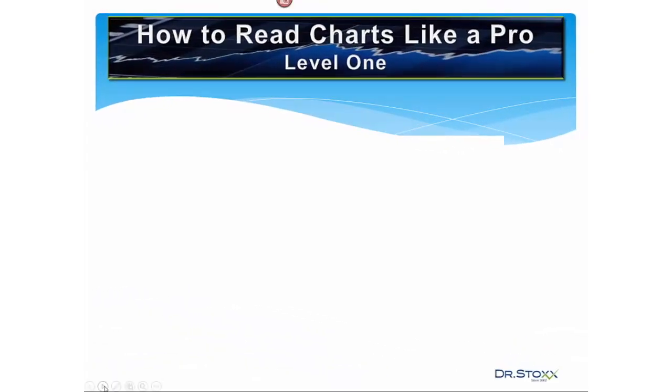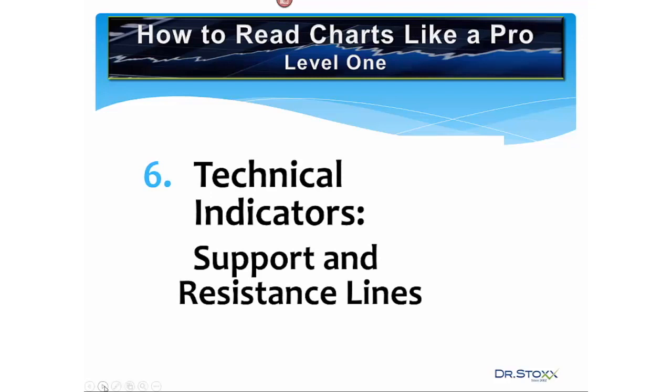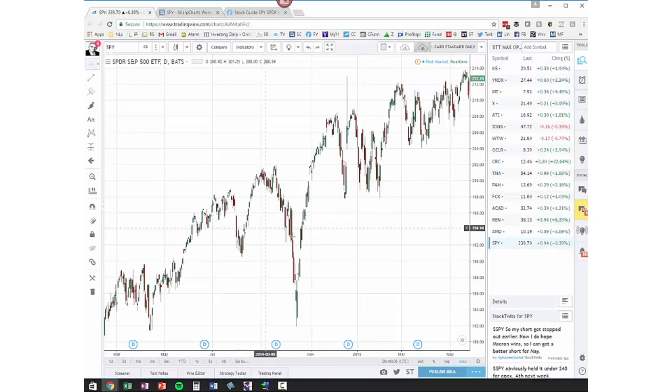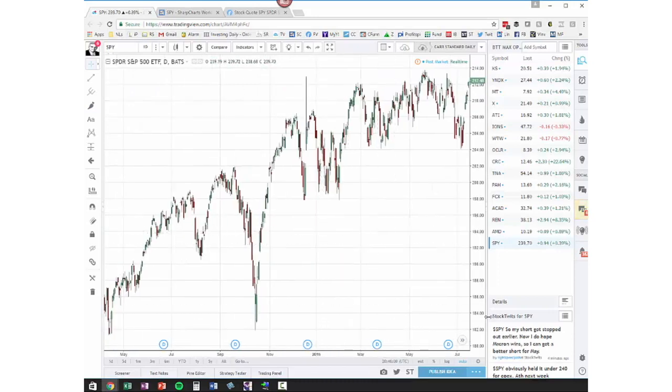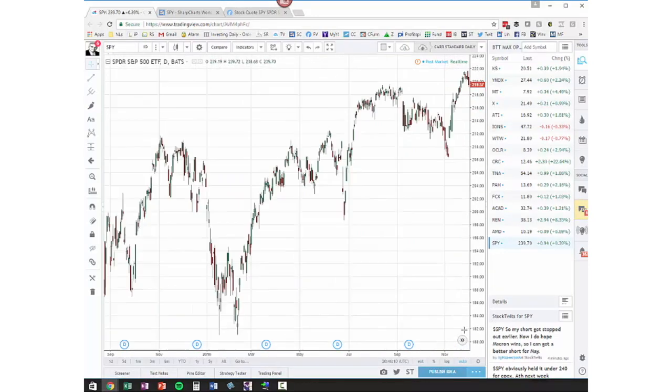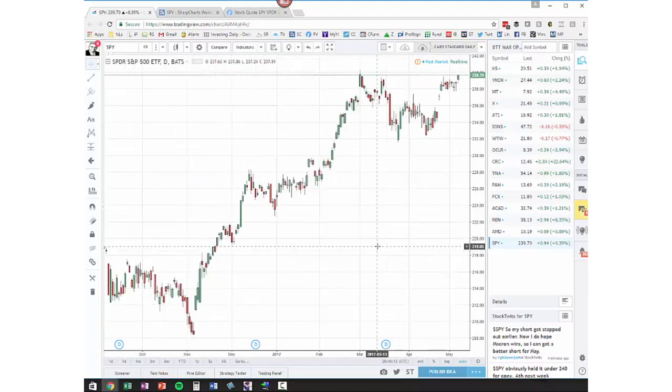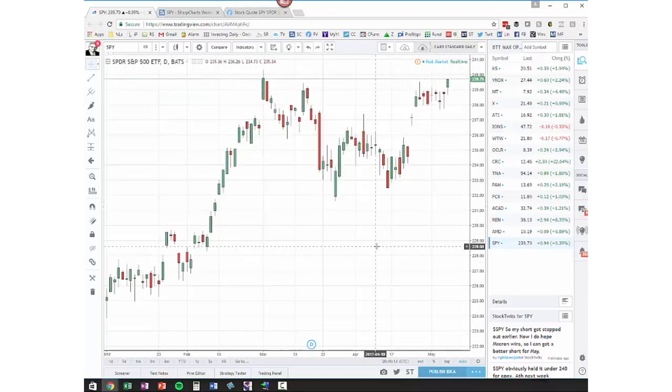Our next technical indicator, very easy to look at: support and resistance lines. Back to our chart. Now, we've done trend lines, and that's a little more of a sophisticated look at the market. Support and resistance lines are a little different. Trend lines are always at an angle. Support and resistance lines are always horizontal.